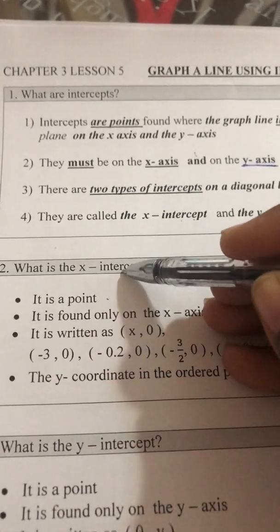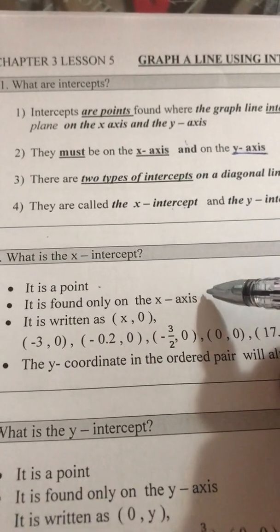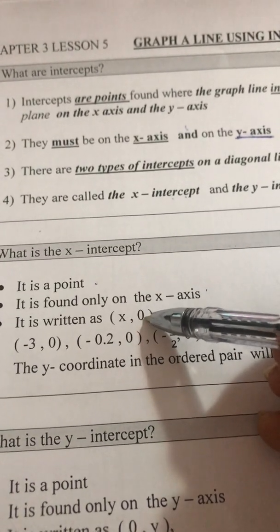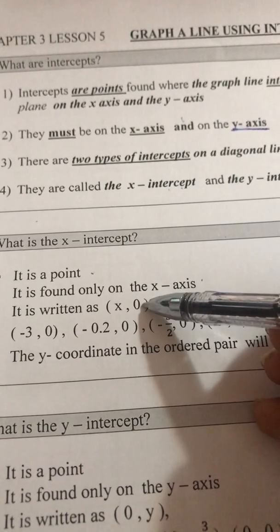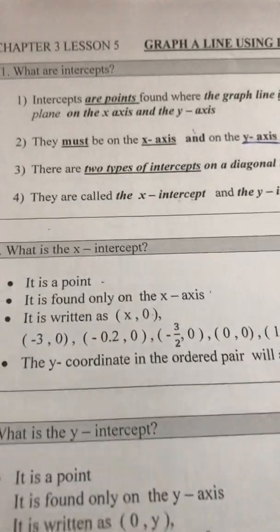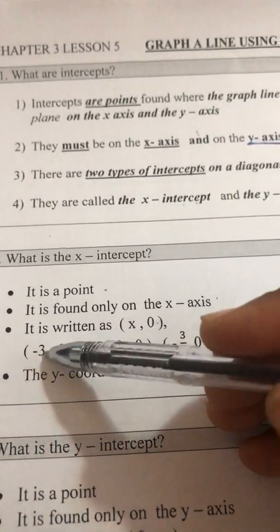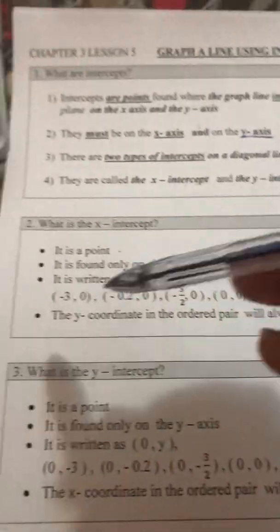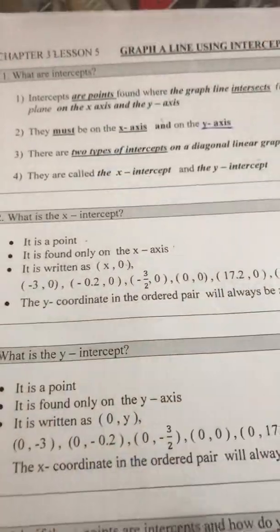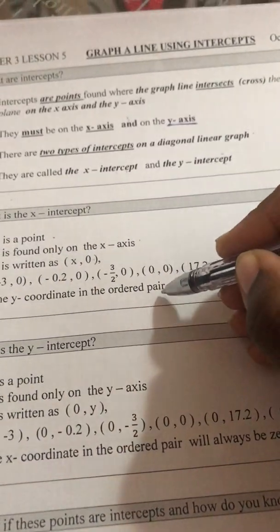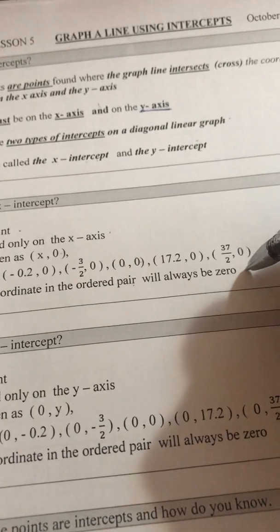It is a point. It is only found on the x-axis. It is written as (x, 0). So this must be 0 over here, always. The rest can be any number, an integer, any rational number, negative or positive or decimal or 0 itself. Those are examples of x-intercepts. When you have an x-intercept, the y-coordinate of the ordered pair will always be 0.